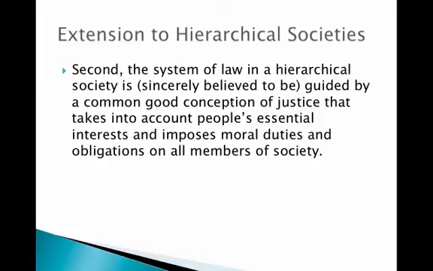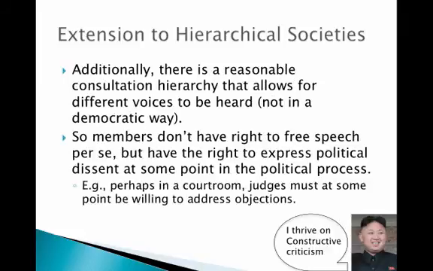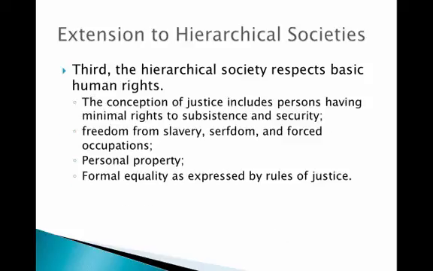Okay. Additionally, there's a reasonable consultation hierarchy that allows for different voices to be heard, but not in a democratic way, albeit. So members don't have the right to free speech per se, but they have the right to express political dissent at some point in their political process, like in a courtroom. You can give objections to the judge. I put that picture of Kim Jong-un on there because he's obviously not a representative of a well-ordered hierarchical society. He's not one that's willing to listen to objections. Don't assume that Rawls would take North Korea to be an example of a well-ordered hierarchical society, because it's not. Okay. Third, the hierarchical society respects basic human rights.